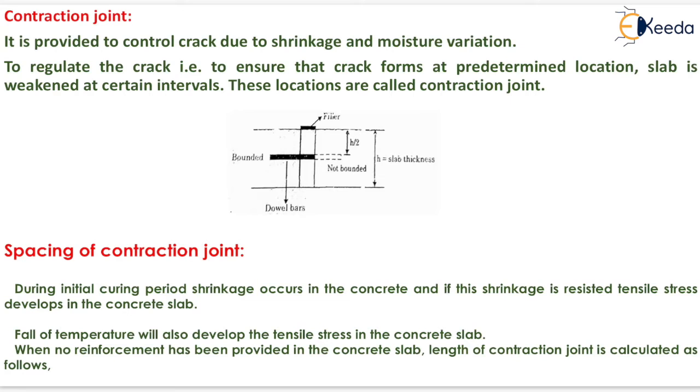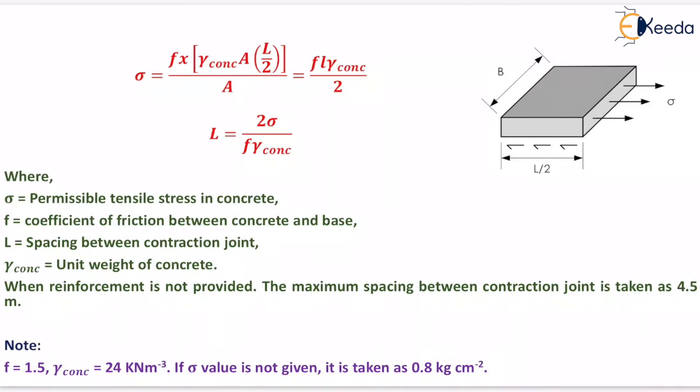During initial curing periods, shrinkage occurs in the concrete, and if the shrinkage is resisted, tensile stress develops in the concrete slab. Fall of temperature will also develop tensile stress in the concrete slab. When no reinforcement has been provided in the concrete slab, the length of contraction joint is calculated as follows. L is equal to 2 sigma upon f into gamma of concrete, where sigma is the permissible tensile stress in concrete, f is the coefficient of friction between concrete and base, L is the spacing between contraction joints and gamma concrete is the unit weight of concrete.